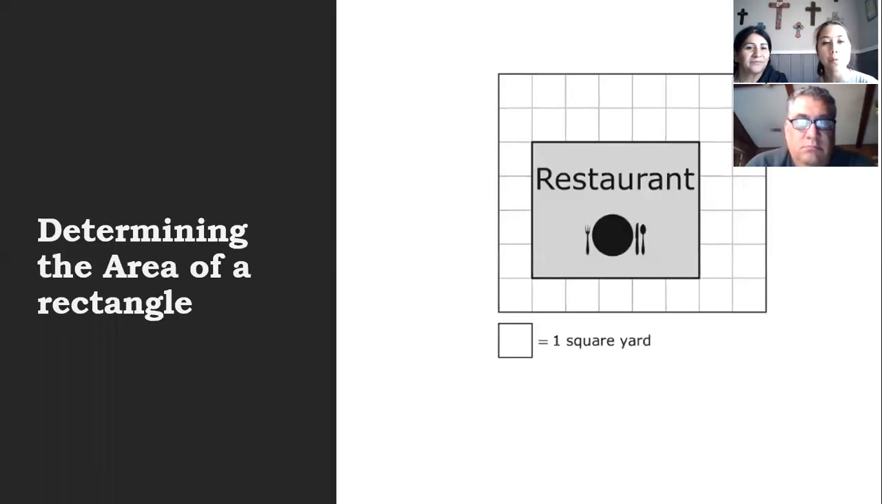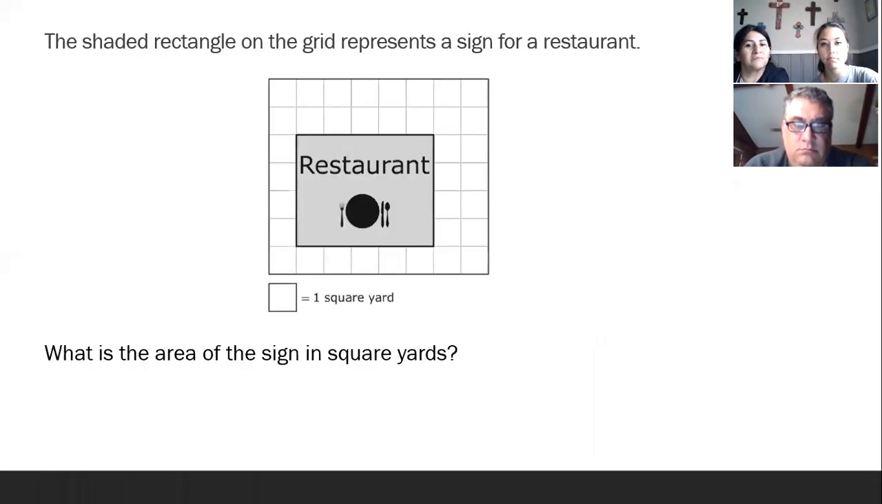Okay, so the first one we're going to look at says determine the area of a rectangle. I really like these types of questions because they give you a grid, which means you have multiple ways of figuring out the answer to this problem. It says the shaded rectangle on the grid represents a sign for a restaurant. What is the area of the sign in square yards? That key word there is sign. It's asking about the sign.